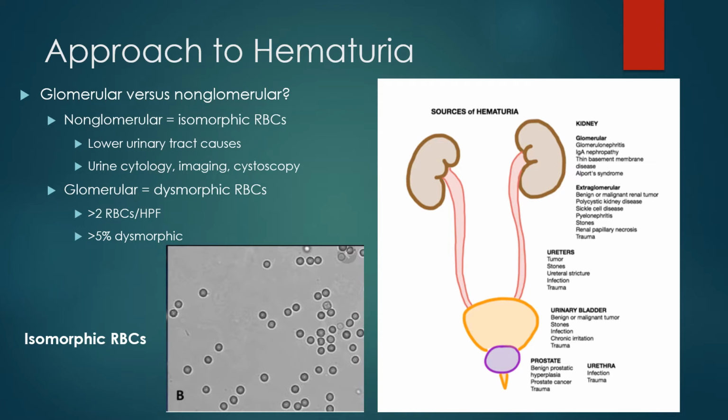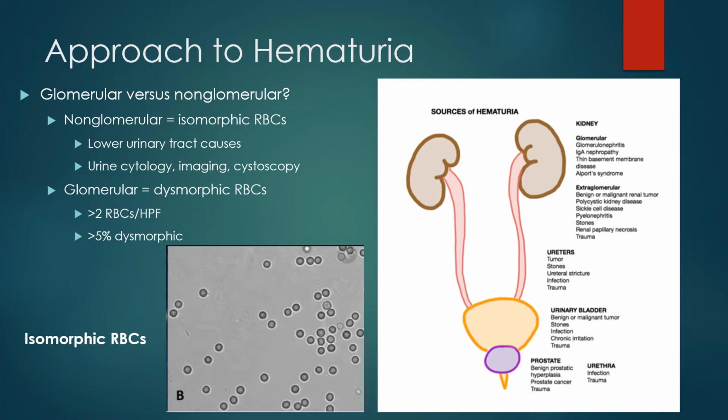towards the kidney. The key here is differentiating glomerular from non-glomerular hematuria. Non-glomerular hematuria manifests as isomorphic red blood cells seen on urine microscopy, shown in the figure below. The sources of this generally include the lower urinary tract. Investigations for non-glomerular hematuria generally include urine cytology for malignancy, imaging of the lower urinary tract, and cystoscopy.